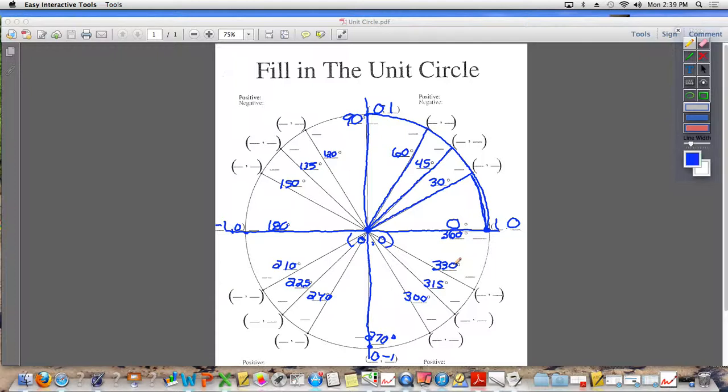All right, now what we're going to need to do, at 0 degrees, we had to figure out what was the x value and the y value. We had to do that at 90 degrees, we had to do it at 180, we had to do it at 270. So what we need to do now is figure out what is the x value and the y value if you have rotated up here to 30 degrees.